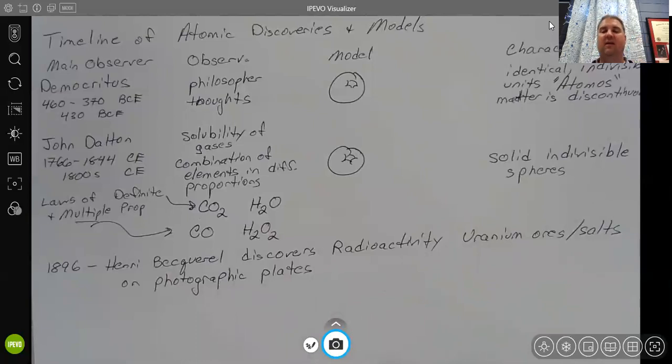So what Becquerel discovered was that matter was not necessarily completely stable, and that there was something coming out from the matter. In other words, that atoms were divisible.